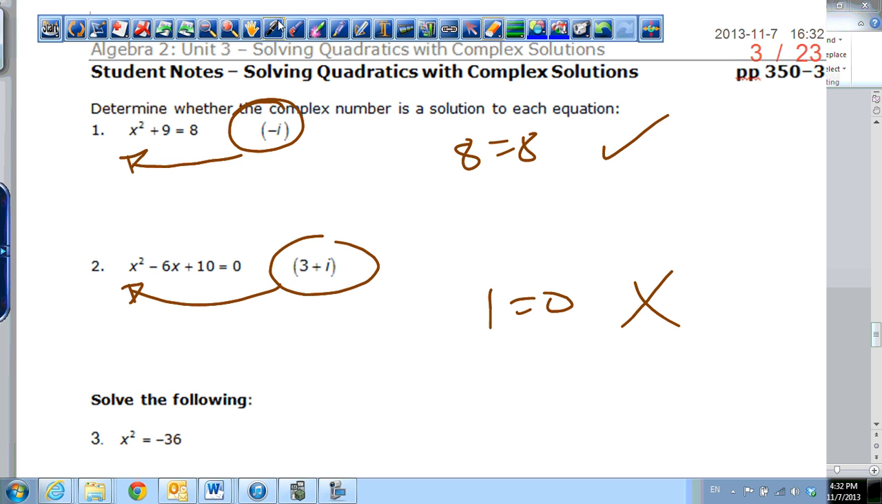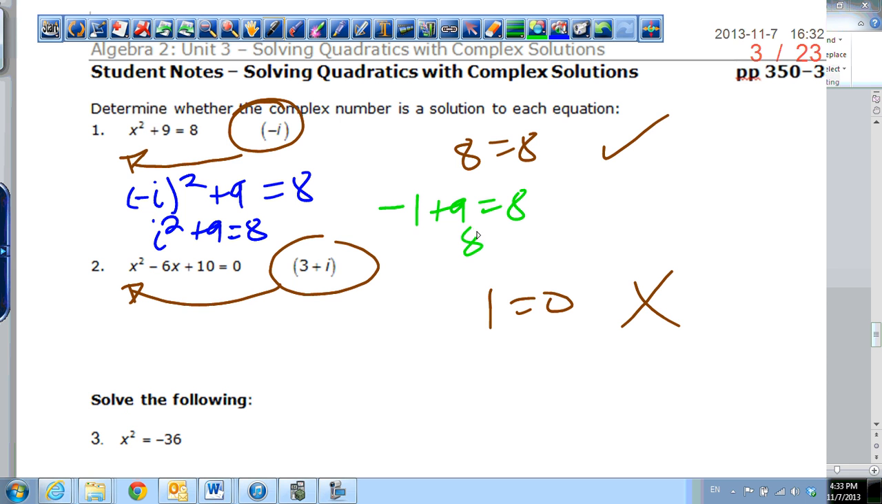So we're going to take negative i and put it in. So I got negative i squared plus 9 equals 8. Well, negative i squared is positive i squared, plus 9 equals 8. A couple days ago we talked about imaginary numbers, and if you need to go back and watch that lesson, i squared is negative 1. So negative 1 plus 9 is 8. Is that 8? Yes, it is. So that's my answer.